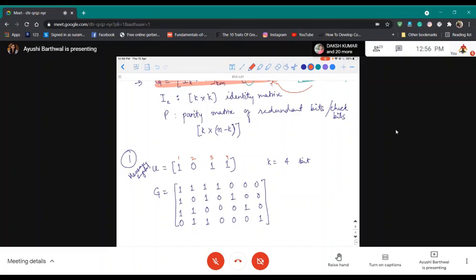Are you aware what an identity matrix is? An identity matrix is a matrix whose determinant is 1, or whose diagonal elements are 1. Suppose you have I3. By the term I3, it means a matrix of order 3 cross 3. It will have 3 rows and 3 columns, all the diagonal elements will be 1, and the other elements will be 0. So this is your identity matrix.